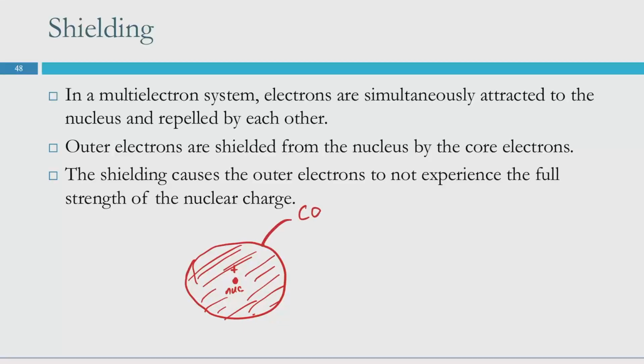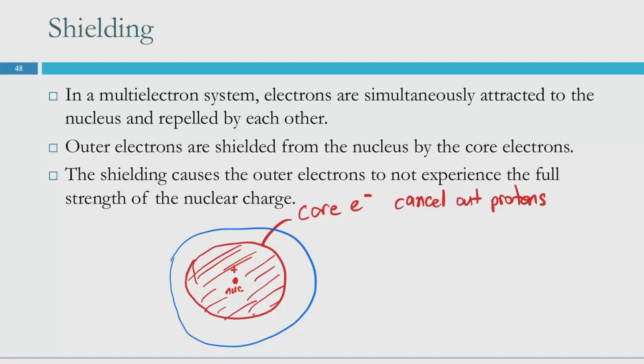This is our core electrons. And these basically cancel out protons in the nucleus. This is the shielding effect. And then on the outside, we've got some electrons. I'm drawing our Bohr model. It's the quantum mechanical model that we're actually using, but the Bohr model is really convenient for explaining it.